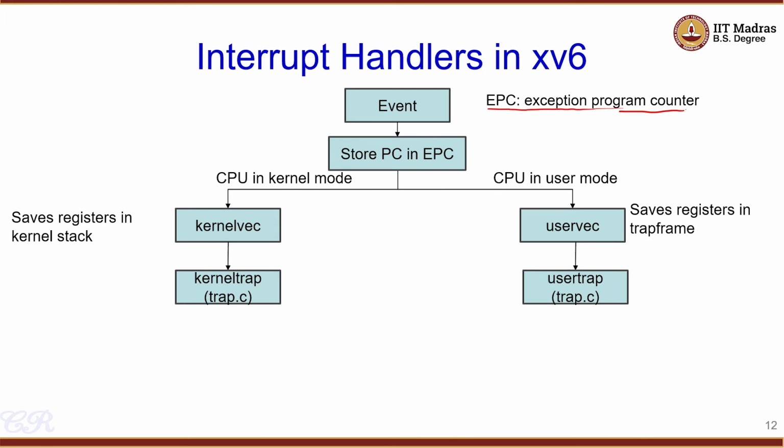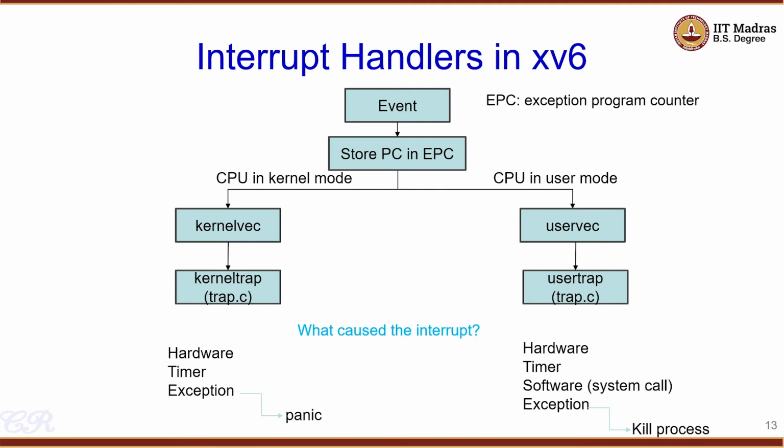Okay, so let's now dig a little bit deeper and see the code for each of these. We will see what happens in user vec, kernel trap, and so on. But the thing that is common to both is that once in kernel trap or user trap, we need to identify what caused the interrupt. Note that the set of possible causes could be different in each case, right?